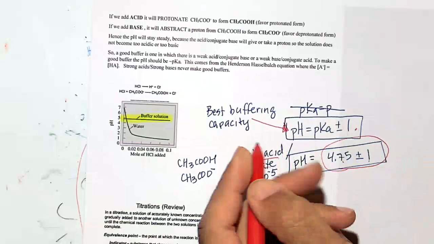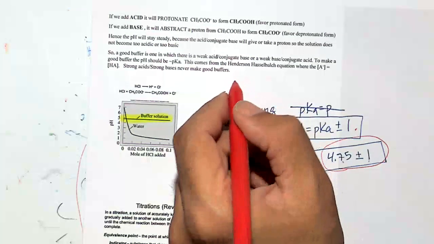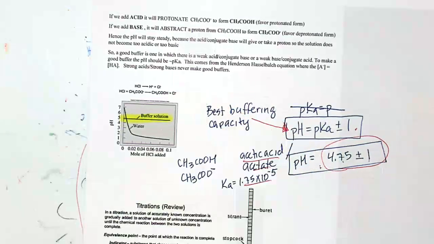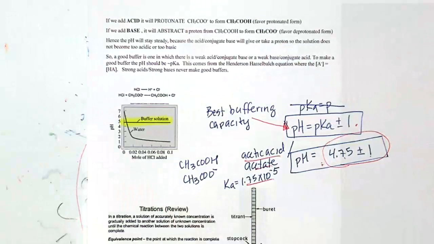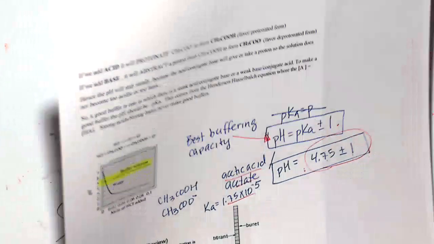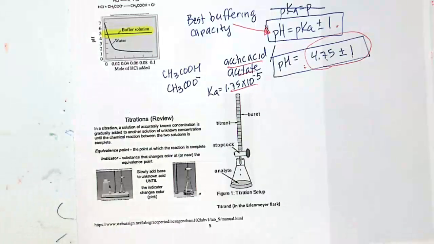That's one thing. Another thing I want you to know is the formula. I'll give you the formula, but you need to know that you apply it for buffers. We'll talk more about this when it comes time to do our test review and practice exam. Right now, let's talk about acid-base titrations.